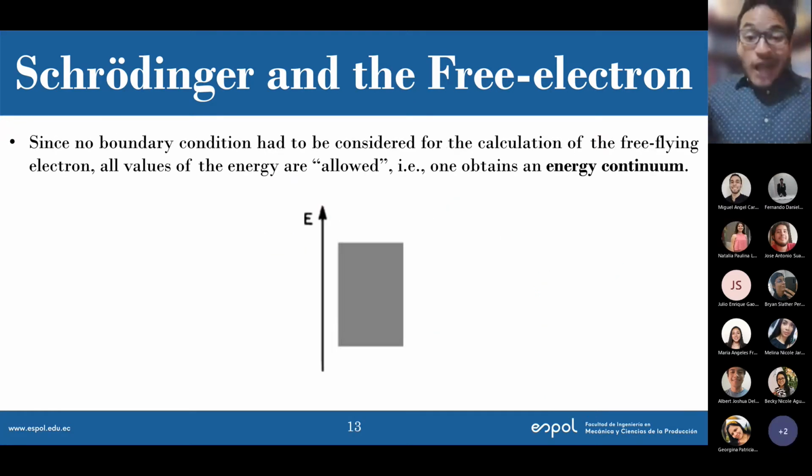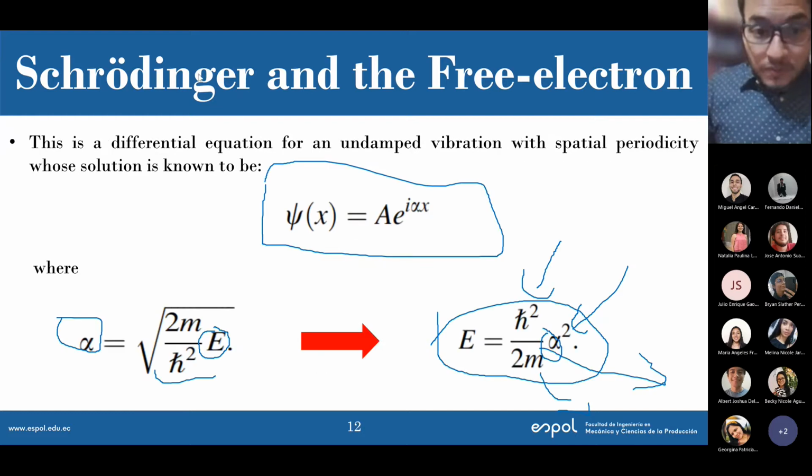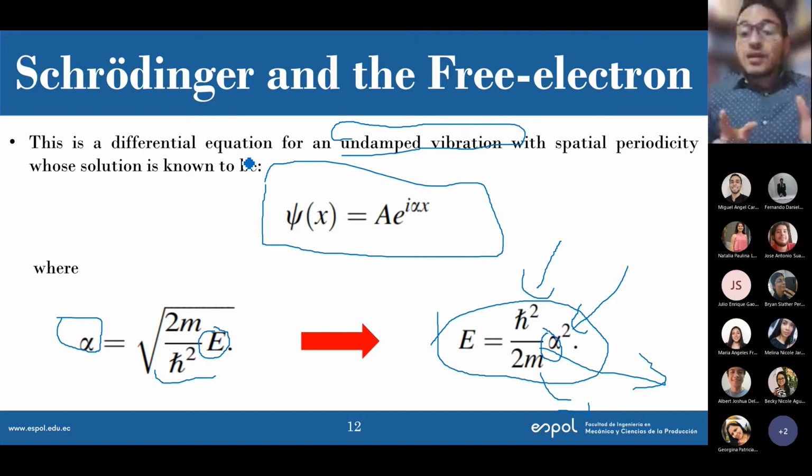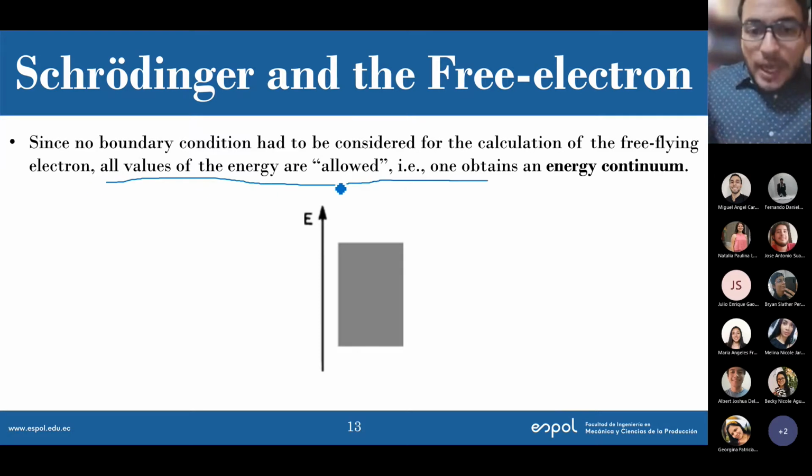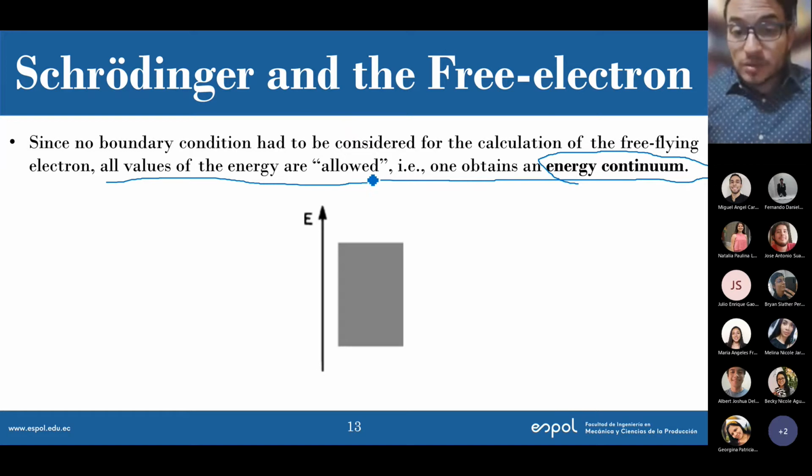because I have no boundary condition, because I said it's an undamped vibration. That means a vibration that doesn't have any fixed ends. And that means there are no boundary conditions restricting that. So I have a free flying electron moving all around. Therefore, all values of energy, and again, all values are going to be positive, are allowed. And that's what we call an energy continuum.